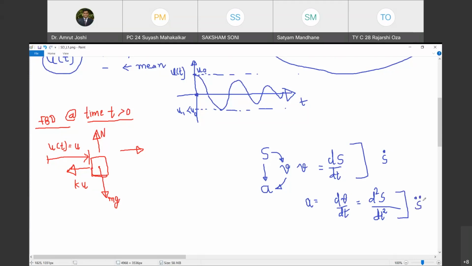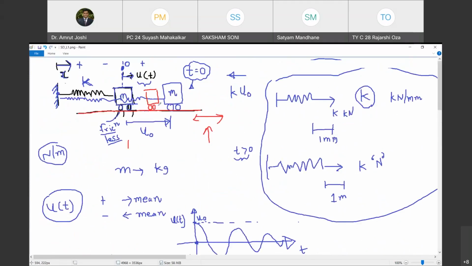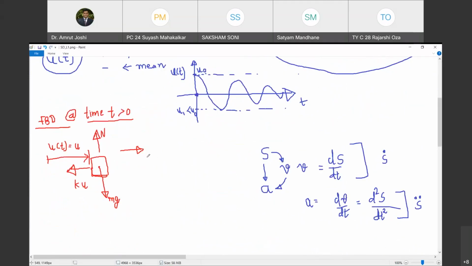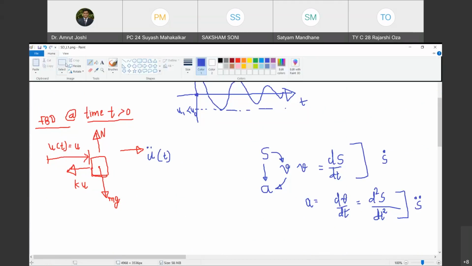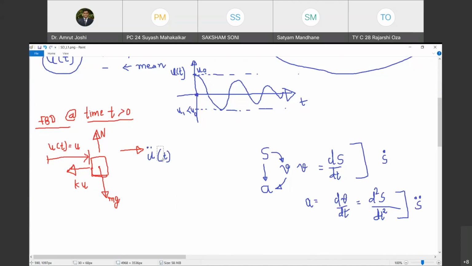Yes, sir. Now, here, instead of using the letter S, I have used the letter U. So what will be the acceleration? Can you tell me? Won't it be U double dot of T? Yes, sir. Of T, that means U double dot. Acceleration is also a function of time. It is not constant. Therefore, T is its argument. I will drop the argument and simply say it is U double dot. Are you with me? Okay, sir.